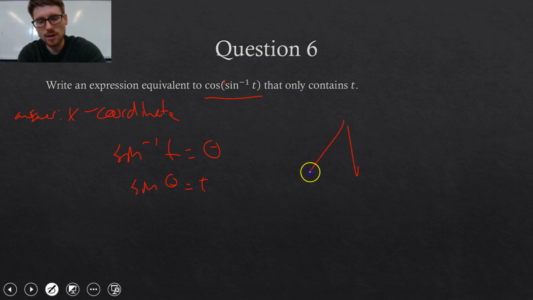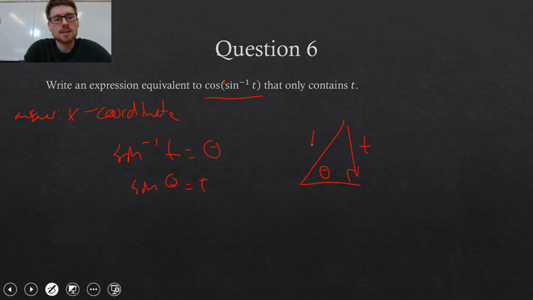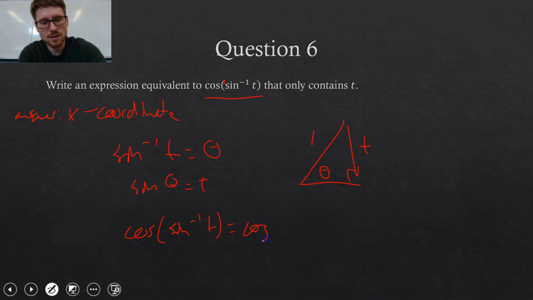So we're going to draw a diagram to label this. So we have theta, and sine of theta is t. So that means that I'm going to label this side t and the hypotenuse 1. That way the sine of theta is t over 1, which is t. To compute cosine of theta, cosine of sine inverse t is just cosine of theta. Well, I need to find this side here. It's equal to x over 1.